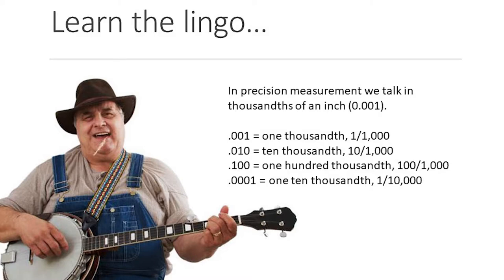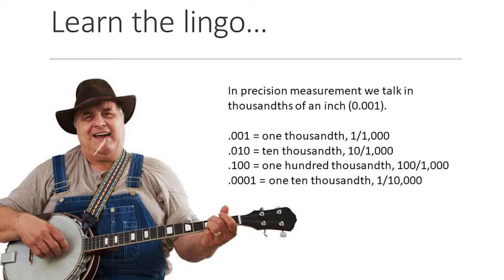So 1,000th of an inch is 0.001. 10,000ths of an inch is 0.010. And 100,000ths of an inch is 0.100. Now you might ask yourself, 0.1 is a tenth of an inch, and that is accurate. The problem is that when we're trying to read to such small measurements, it's hard to articulate that by saying 1/10 and then 1/100th and so on and so forth.